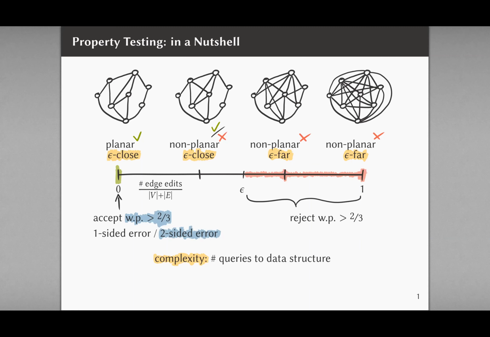And we can have these property testers in at least two flavors. One is one-sided error and one is two-sided error. And the difference is just that if it's one-sided error, we always want to accept objects that have the property. And property testing happens in the regime of sublinear algorithms. So we are interested in reading as little from the input as possible. So the complexity we use to measure property testers is just queries to the data structure. So for example, the number of neighbors of a vertex in an input graph we ask for.